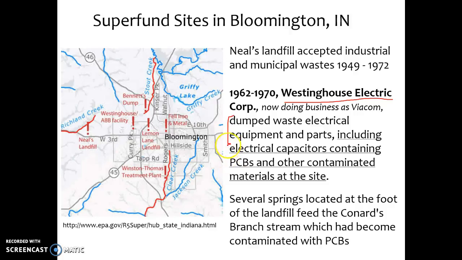And when these capacitors would go out of service, they would be dumped in landfills, or maybe just left sitting out around warehouses or things, just sort of disposed of casually in the environment. So one such landfill was Neal's landfill, out here in Bloomington, which accepted these municipal wastes. Well, there are also springs that run around these landfills, which became and still are contaminated with PCBs.